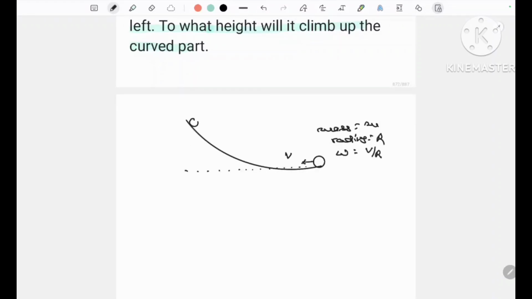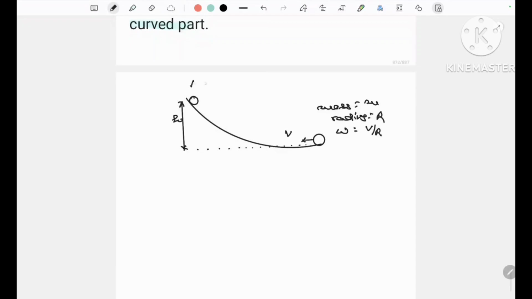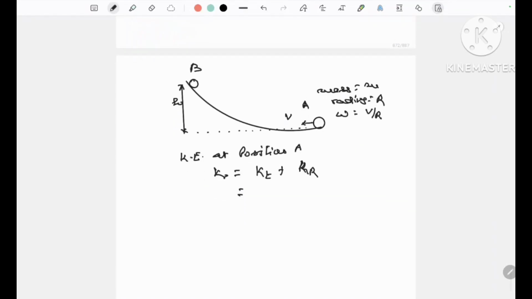Suppose this goes up to a height h. So suppose this is position A and this is B. Kinetic energy at position A will be K, and K is Kt plus Kr: translational kinetic energy plus rotational kinetic energy.